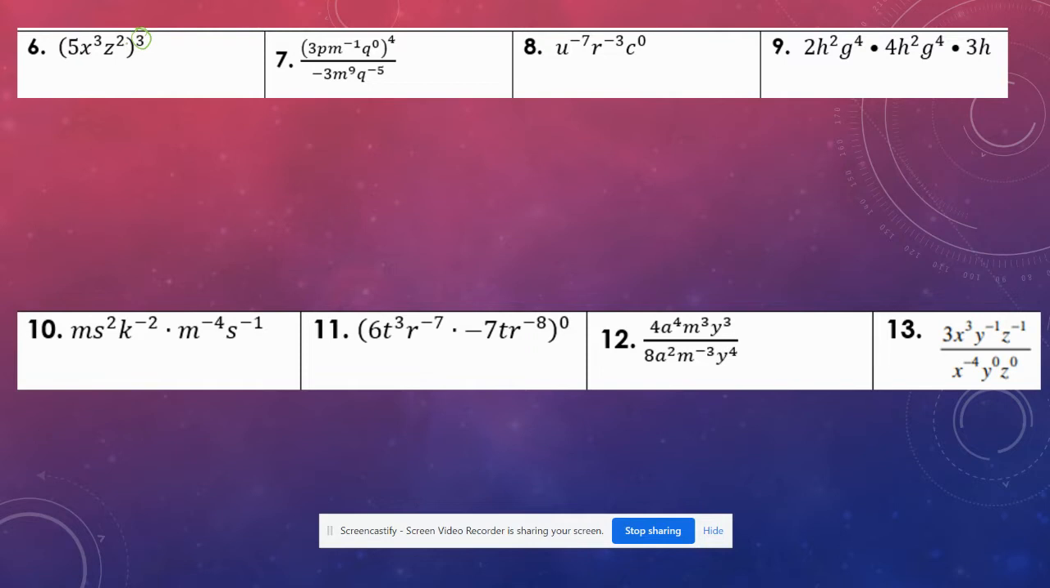This third power on the outside, remember, goes to absolutely every single thing inside. That means we have 5 to the third, x to the third, z squared to the third. Well, 5 to the third, we just evaluate. Remember, that's 5 times 5 times 5, which is 125. The power of a power rule says we multiply those threes, and so that's x to the ninth. Same rule for the z, so 2 times 3 is 6. And this would be our simplified form.